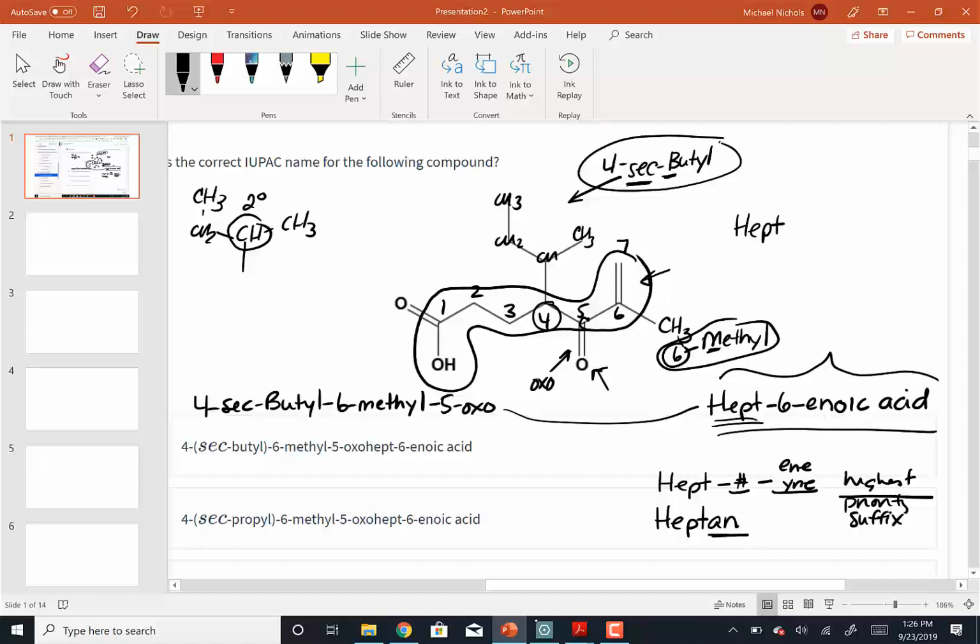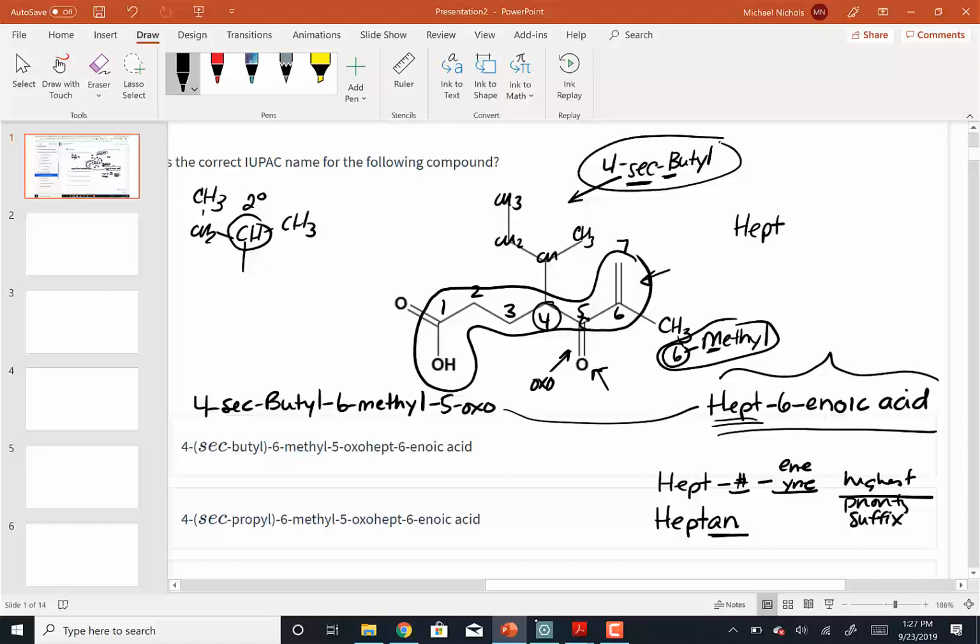So the name of this would be 4-sec-butyl, 6-methyl, 5-oxo, hept-6-enoic acid. Should the oxo and the hept be together or separated? They should be together. It's just I wrote one over here and one over there, so bring it together. I could probably do that, but I won't.